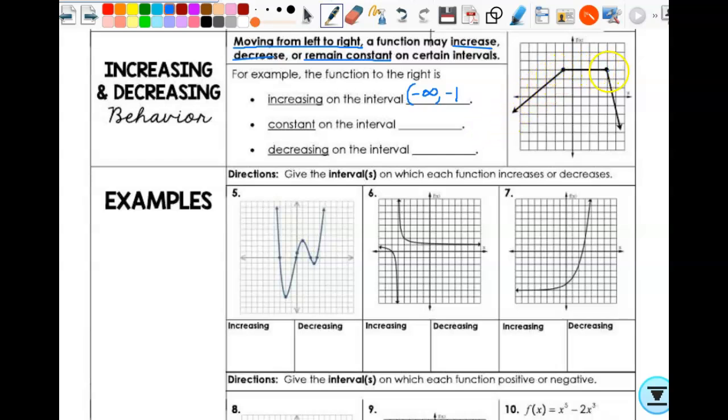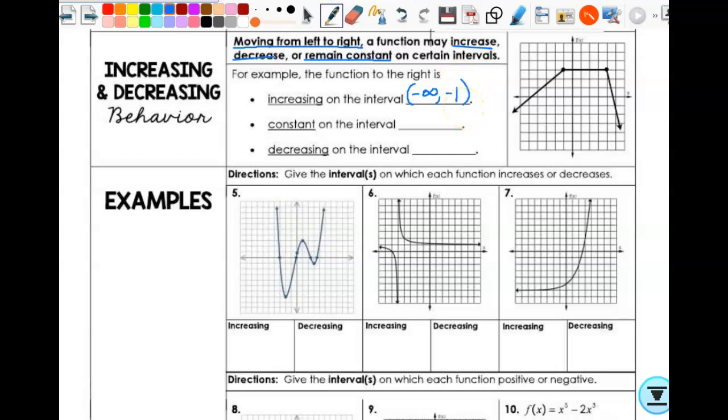And then it starts to remain constant. Well, at negative 1, is it increasing or is it constant? Do you know? I don't know. So do we include it on the increasing? Do we include it on the constant? Do we include it on both or one or the other? So instead, we just don't include it at all. When you're talking about increasing and decreasing, it's just always open.